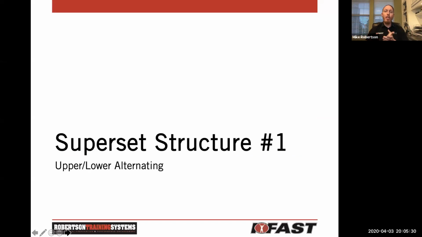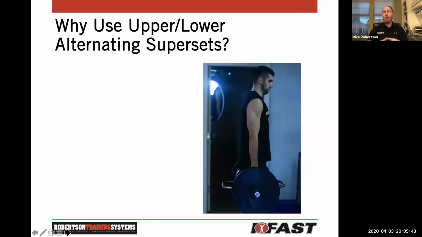So the first one that we're going to talk about, or the first superset structure, is an upper-lower alternating superset. Now, chances are, if you've done this more than a year or two, you've probably written some sort of program like this. But the question becomes, why do we do it? Why do we use an upper-lower alternating superset? And the thing that's interesting is when you ask people why they do this, a lot of times they'll say, oh, well, I do this because it minimizes fatigue.